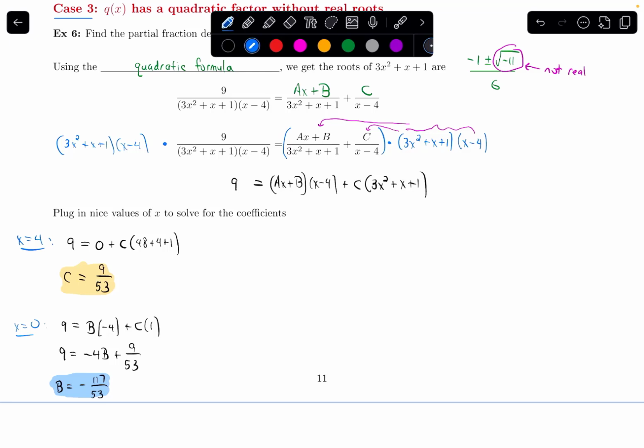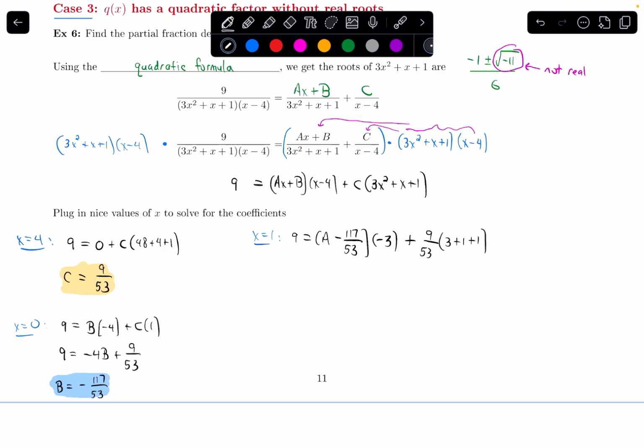Maybe let's try plugging in x equals 1. So if I plug in 1, I get 9 equals, let's see, a times 1 is just a. And then we'll get plus b, but I know what b is, so let's plug in for it: minus 117 over 53 times x minus 4. So 1 minus 4 would be negative 3. And then plus c. C is 9 over 53. And then the stuff in the parentheses, I got to plug in 1 for that. So that'll give me 3 plus 1 plus 1.